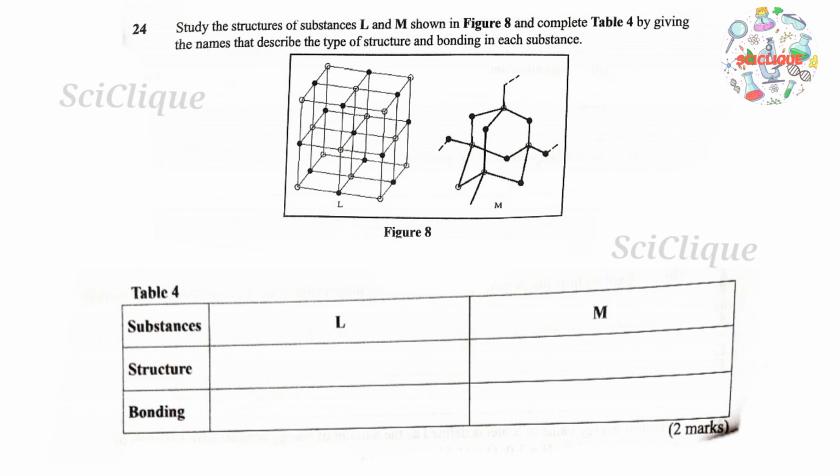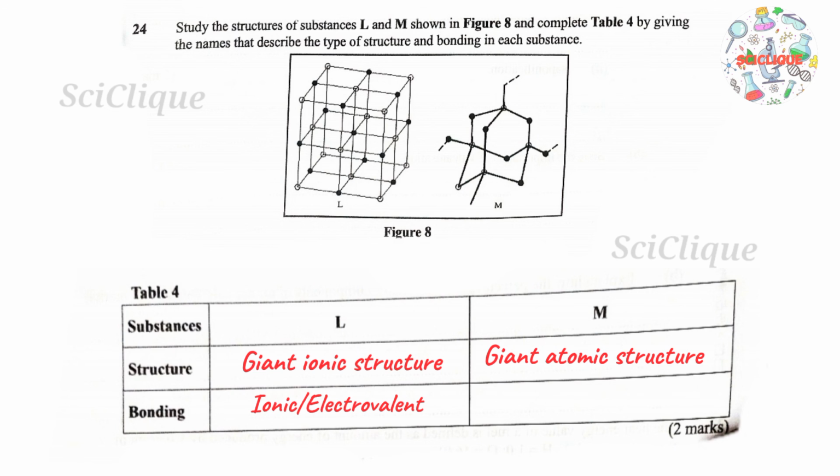Next question. Study the structures of substances L and M shown in figure 8 and complete table 4 by giving the names that describe the type of structure and bonding in each substance. Now, if you look at substance L, that is a structure that you'll typically find in ionic substances such as sodium chloride. So, the structure is a giant ionic structure. The bonding, of course, ionic, which is also known as electrovalent bonding. Structure M. Now, M is a giant atomic structure that is found in compounds that have covalent bonding.